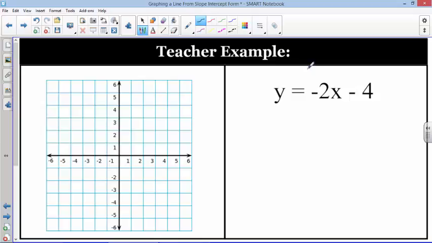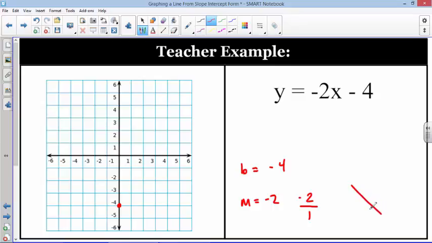Alright, pause the video here, write this one down, come back and we'll work through it together. So here I have a negative 2x as my slope, so my slope is negative 2, which is also the same as negative 2 over 1, and then my y-intercept, my b, is negative 4. So I'm going to go ahead and start at negative 4. I'll draw my dot.